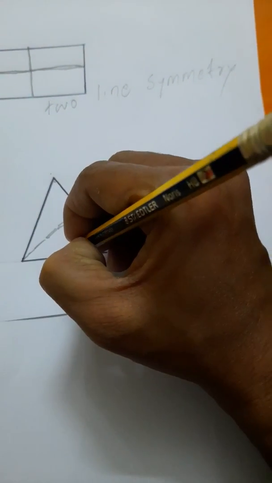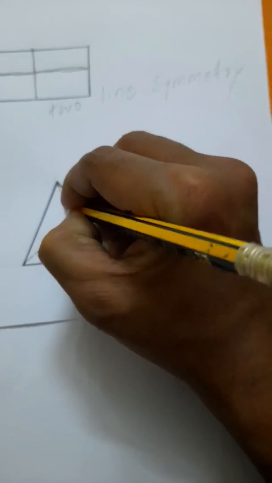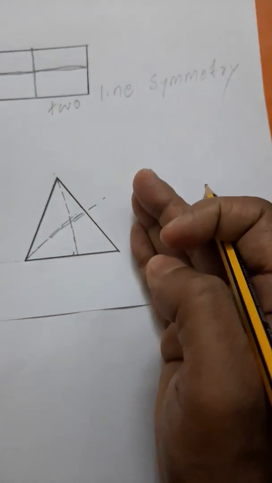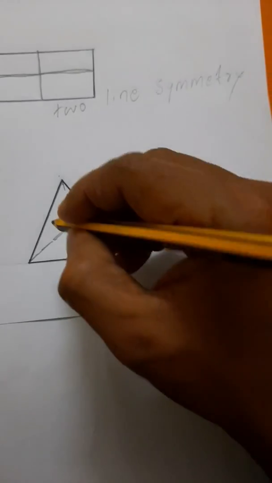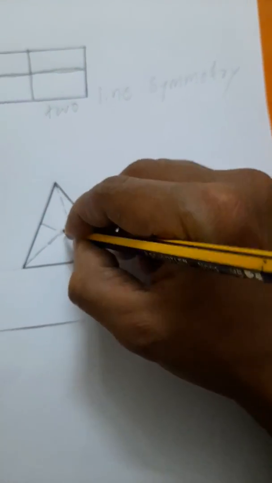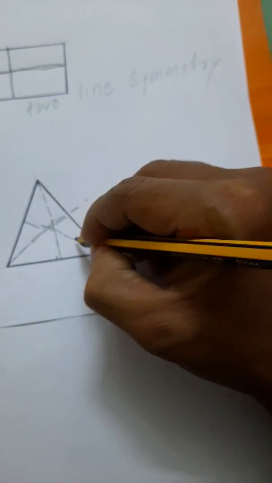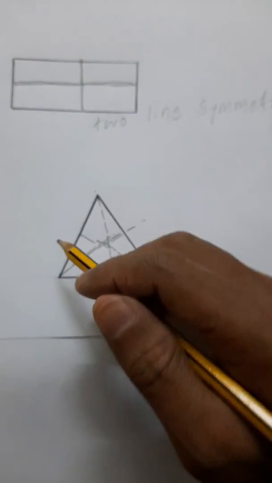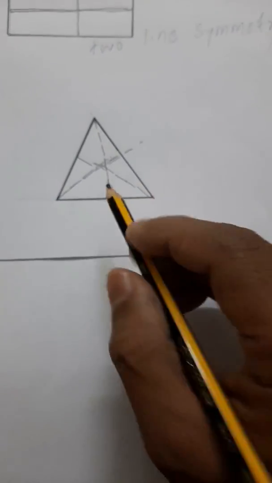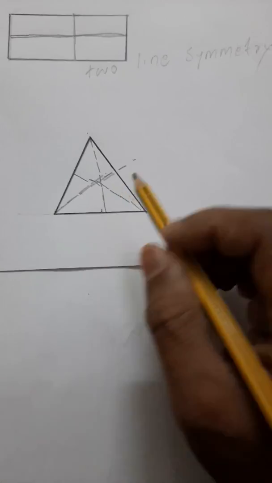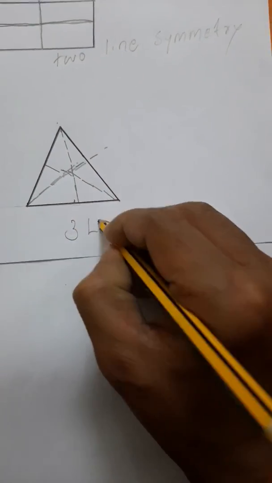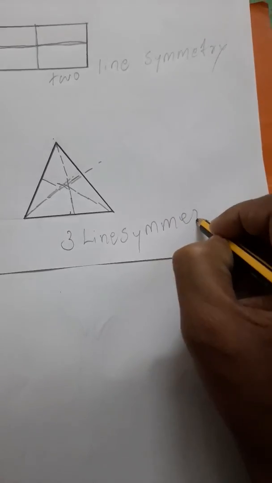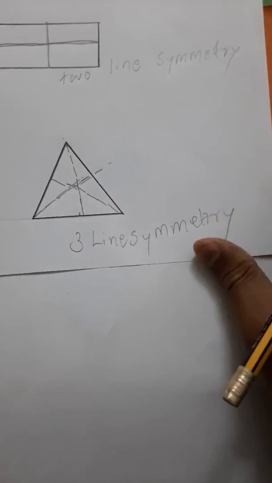Next, look. We can draw here also. Look, this side we fold it. You can fold it this side also. This we get an exact match. And from this side also. Look, you fold these three sides also. We can say how many lines? 1, 2, 3 is a 3 line symmetry. Understand? 3 line symmetry. Understand everybody?